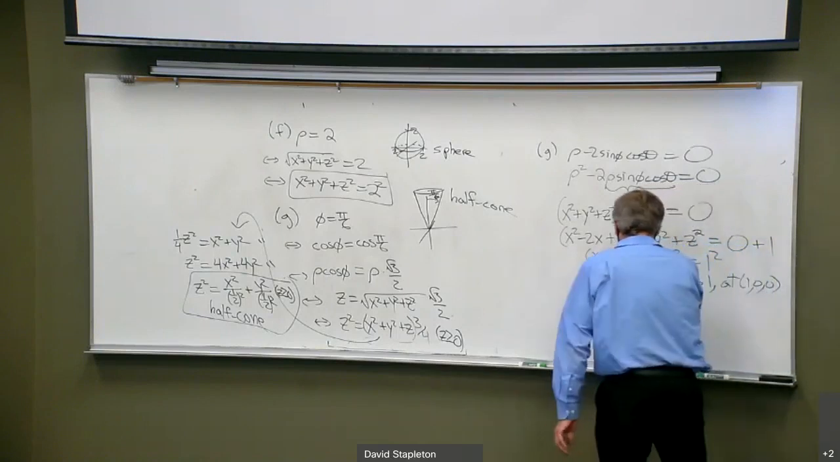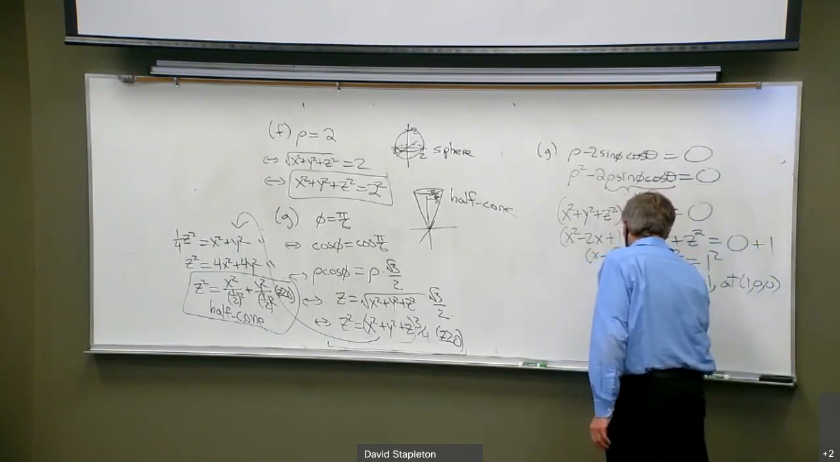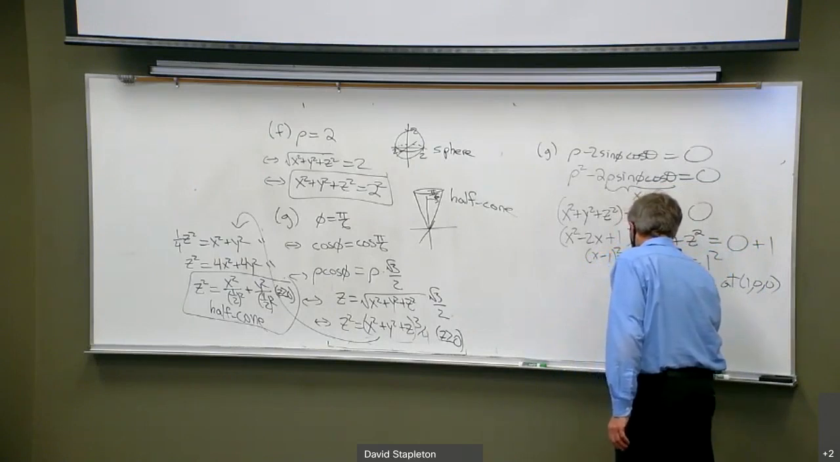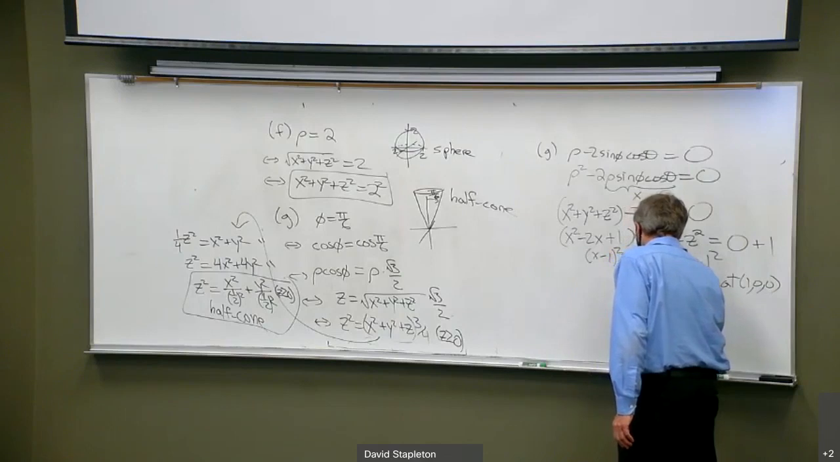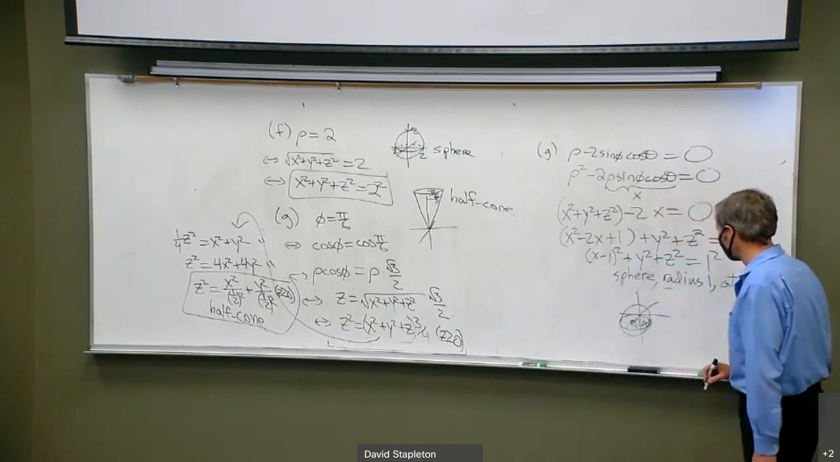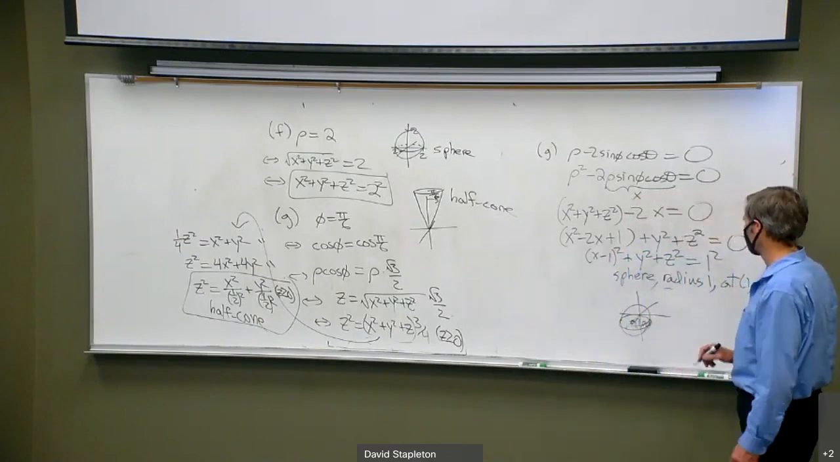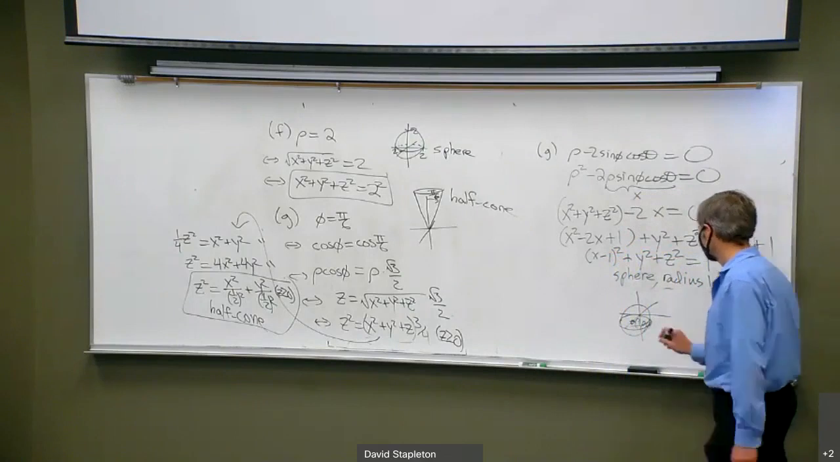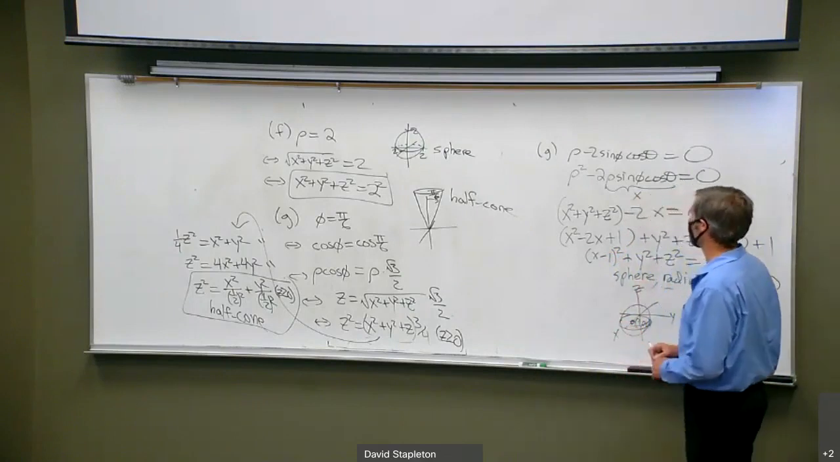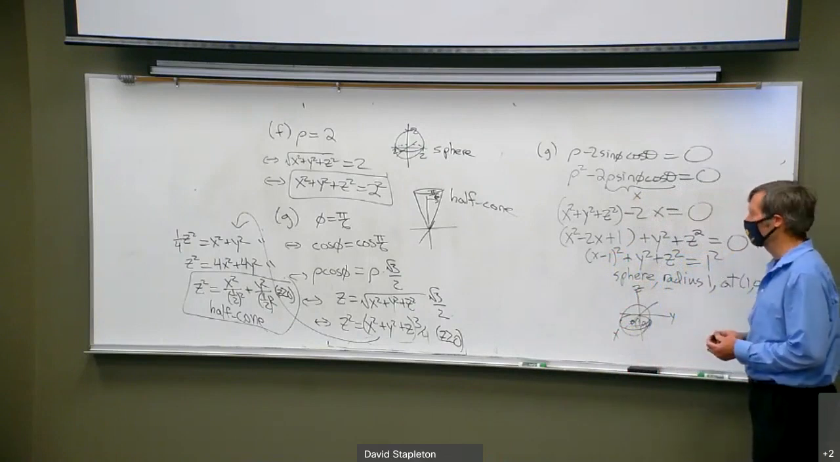Oops, except I drew it in the wrong spot. It's 1 unit out the x-axis. There's the center. Got 1, 0, 0 right here. Equator here, circle radius 1 here. There's the sphere of radius 1 at 1, 0, 0. It just touches the origin. All right, that's all we need to do on those and be able to convert them.